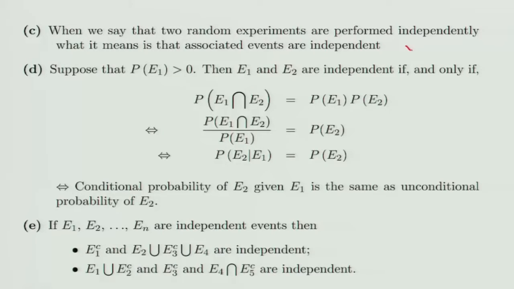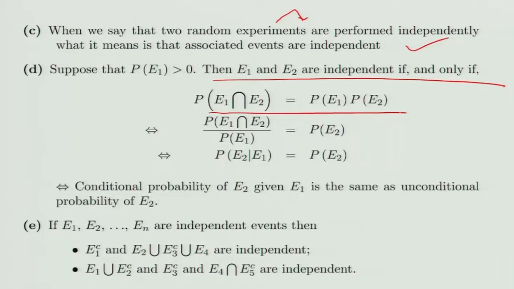Now sometimes we say that 2 random experiments are performed independently. What it means is the associated events are independent. That means events of the 2 random experiments are independent. Now suppose that probability of E1 is greater than 0. Then we know that E1 and E2 are independent if and only if this happens.